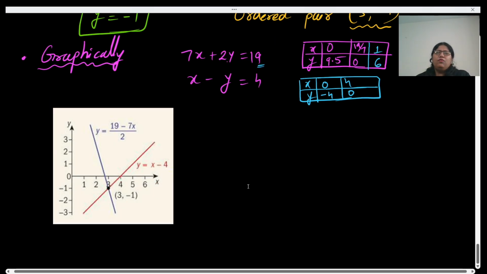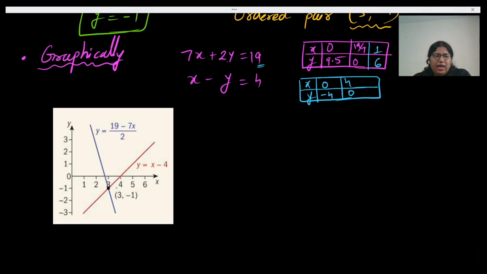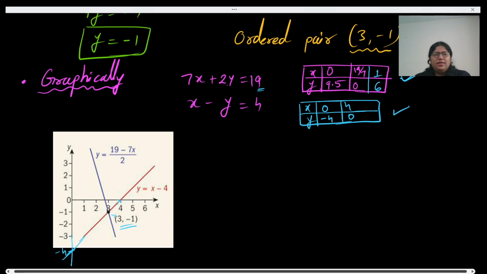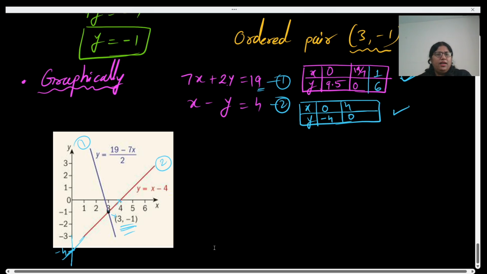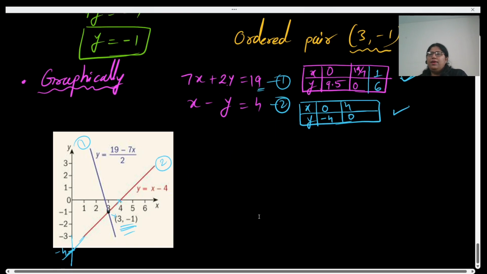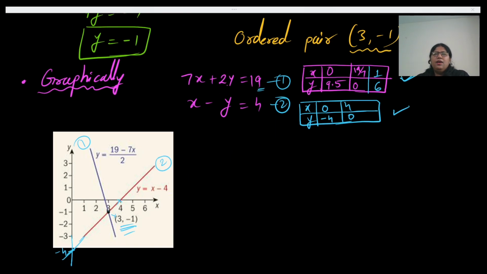They have written the gradient form and they have solved it. If you see, the point of intersection is written as 3 comma minus 1, right? If I extend this also, the y intercept is going to be minus 4. You can see that. This is the equation. The red line is the equation of the second line, and this is the first one. Now the point of intersection is coming as 3 comma minus 1. So these are the intersecting lines. Here also, when you are solving algebraically, you are getting 3 comma minus 1. So graphically and algebraically, both are the same thing.